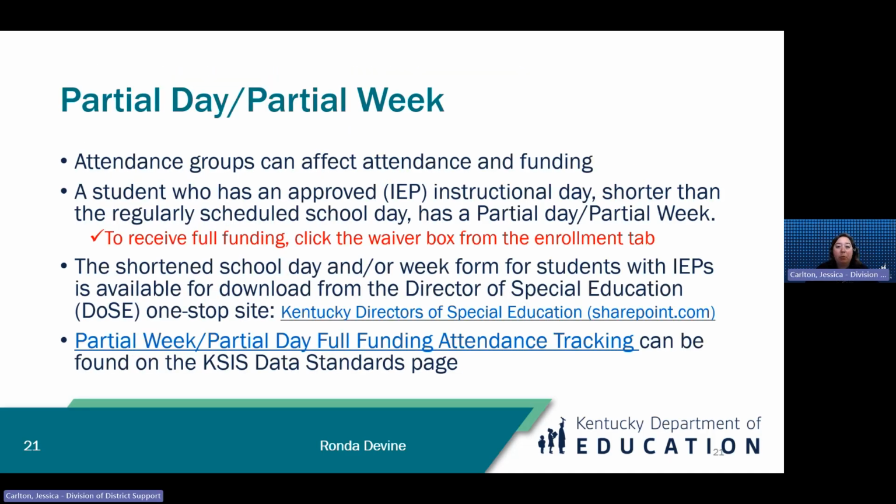Okay, partial day, partial week. One is an attendance group and one is an attendance code. This is for students who have an approval in their IEP to only be at school part of the time. For these partial day, partial week, you're going to receive full funding. You're going to click the waiver checkbox on the enrollment tab. Shortened school days or weeks have to be outlined in the IEP to say when it is.